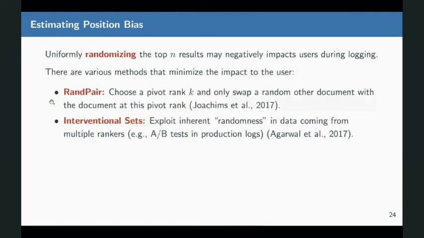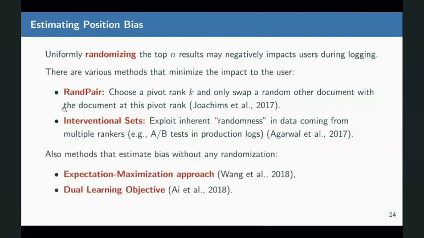More recent work has looked at what they call interventional sets. So very often you have inherent randomness. For instance, if you do A/B testing, you have at the same time a ranking from system A and a ranking from system B in order to move some of these items. And that randomness can also help you to estimate position bias. And you don't have to do any additional experiments if you have A/B tests running.